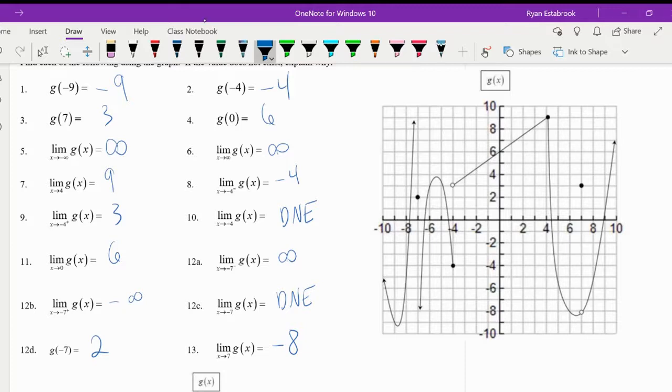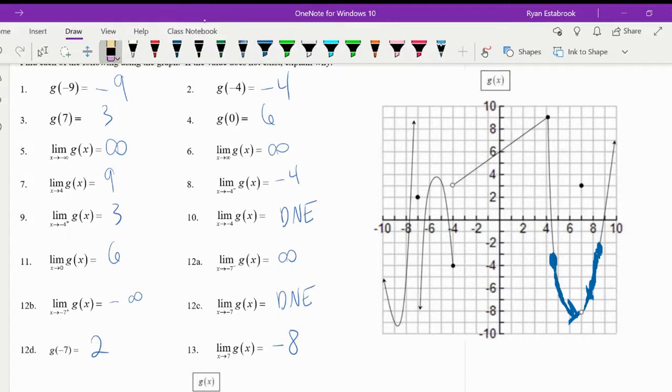Number 13, the limit as x approaches 7 from both sides. So there's no positive or negative. So as I'm trending towards an x value of 7 from the left, I'm approaching that value. And as we're getting closer and closer to an x value of 7 coming at it from the right side, I'm approaching that same value. The fact that there's a hole in the graph isn't significant to this question because they're both intending to get to the y value of negative 8. Our limit is negative 8.